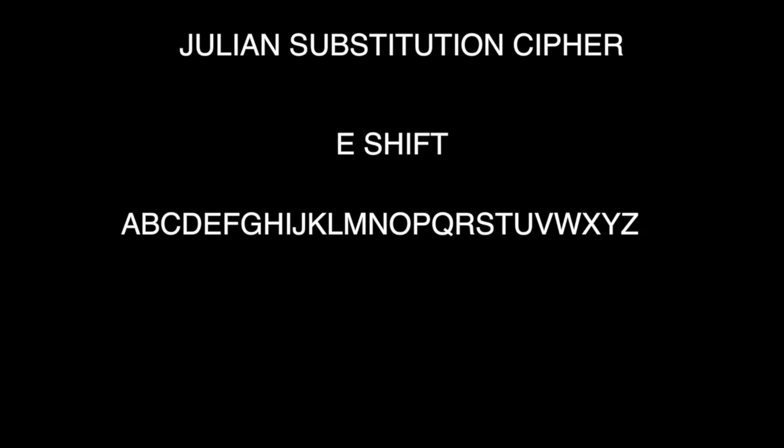The next major breakthrough in cryptography was the Julian substitution cipher, which Julius Caesar used to send secret messages to his troops. The general idea is that the cipher alphabet would be in the same order as the normal alphabet, just starting with a different letter. For example, if you wanted to do an E shift, the alphabet would start with E and then wrap around to A once it reaches Z, as you can see on the picture on the screen. After the Julian substitution cipher, there were no major breakthroughs in encryption for over 1,000 years, but there were some breakthroughs in cryptanalysis, or breaking codes.